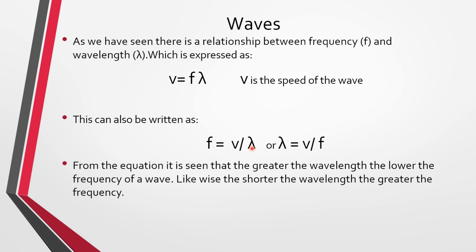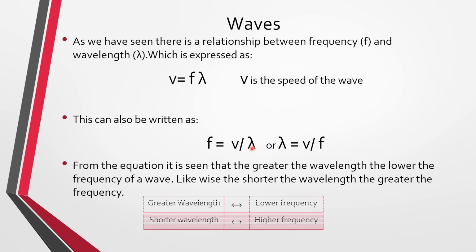Likewise, the shorter the wavelength, the greater the frequency. So these are kind of the back and forth here. So the greater the wavelength means lower frequency. The shorter the wavelength means higher frequency, and vice versa. So if the frequency goes up, the wavelength is going to become shorter.